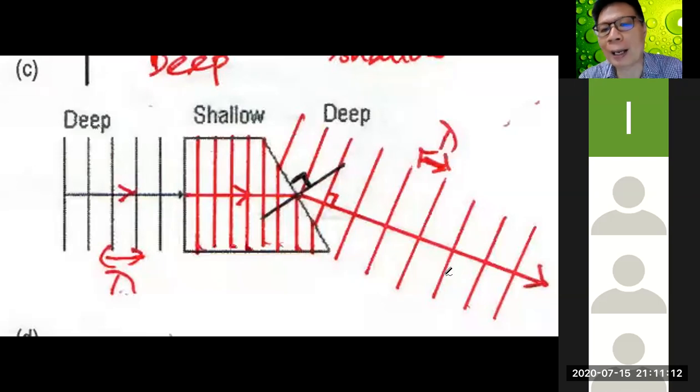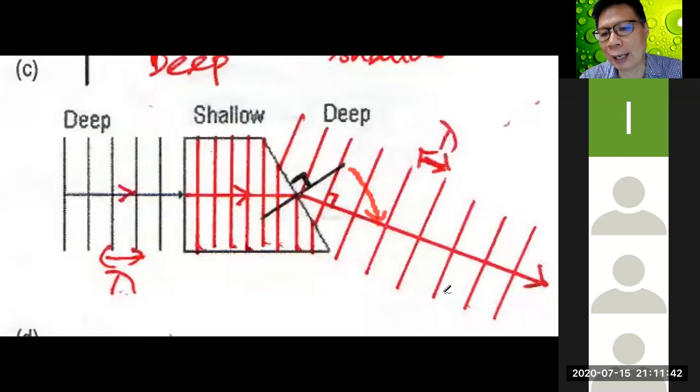But when it goes out, it will bend. You draw this normal line, 90 degree normal line. So as I told you earlier, shallow to deep, it bends away from the normal. Normal is here. Away from normal means it must go down. Okay, it bends down. After you identify the line already, any angle is okay, as long as it goes down, understand?